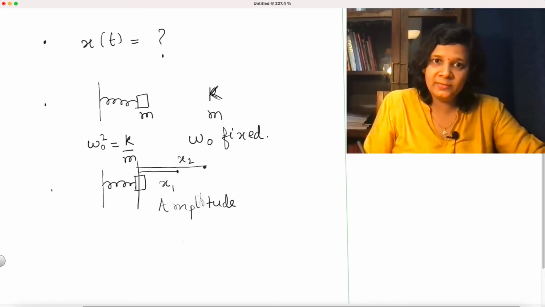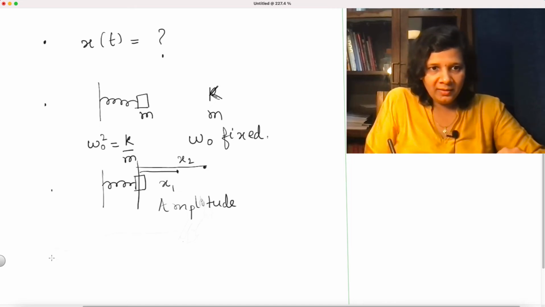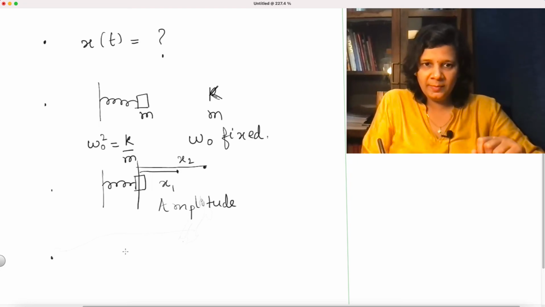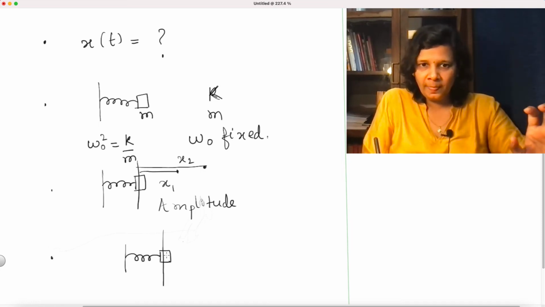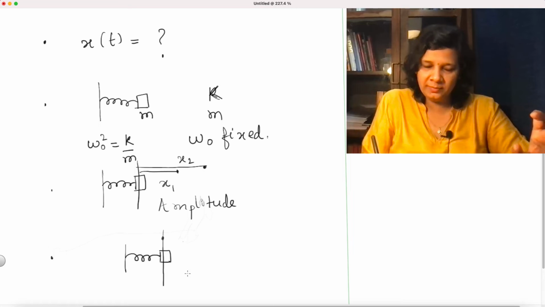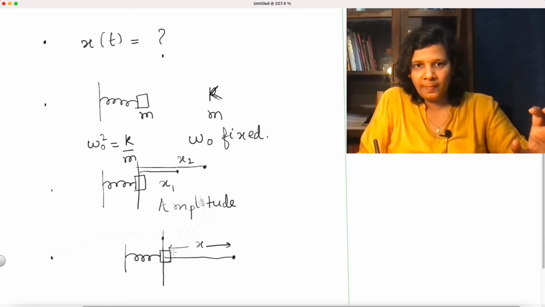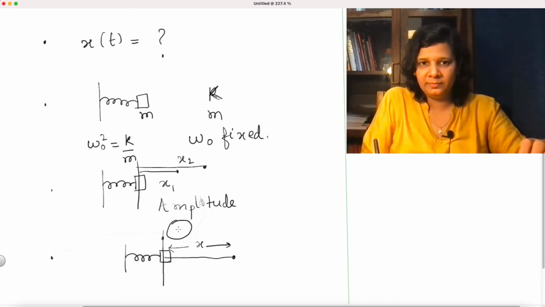Now is there anything else which is in my hand? Let us try to think. For example, you are doing this experiment with your friend. This spring is kept in an unstretched position, and this is my origin, my mean position. Now I have pulled this mass m through distance x. And your friend is holding a stopwatch here.